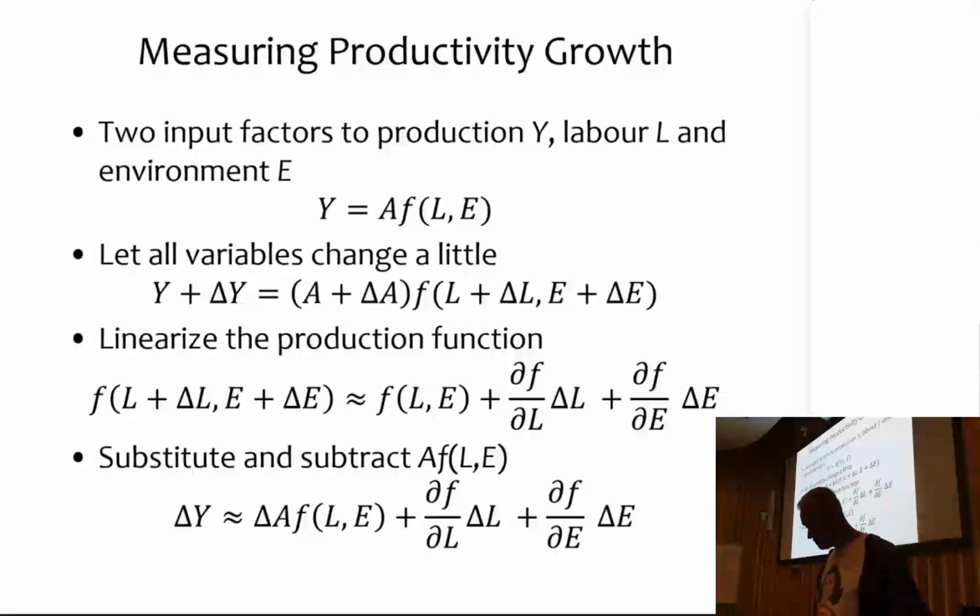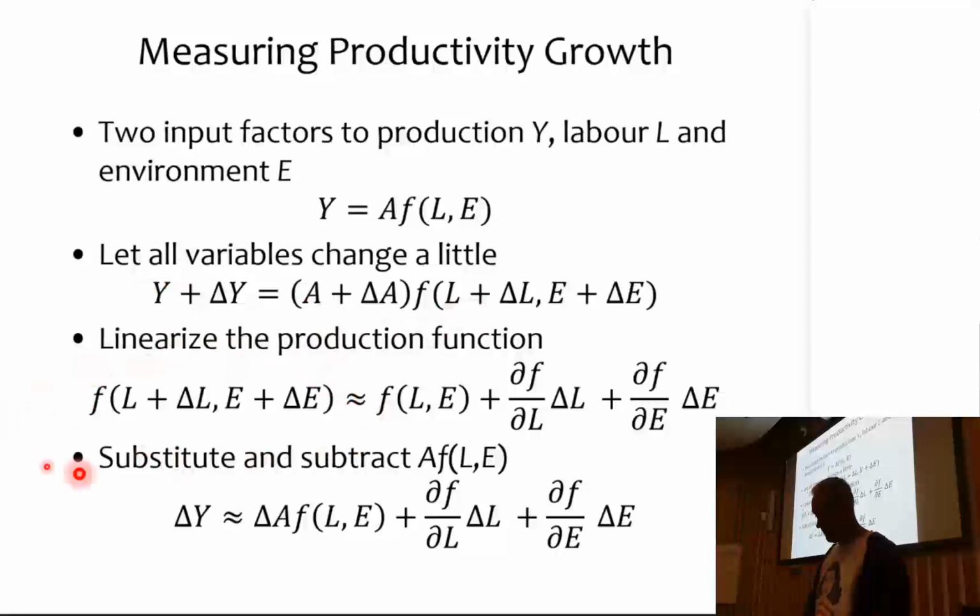And I'm going to assume a very simple economy. This is total output Y, this is total factor productivity, and we have production that uses two factors of production only, that is labor L and the environment E. Now, that is just a static representation. We're interested in growth, so let's change all variables by a little bit. So total factor productivity goes up by delta A, labor goes up by delta L, and environment goes up by delta E. And then as a result, total output goes up by delta Y, right? Now, this doesn't teach us a whole lot.